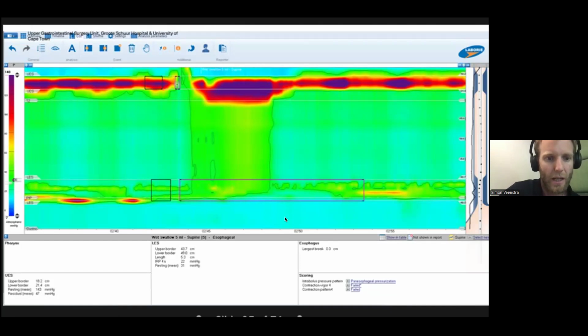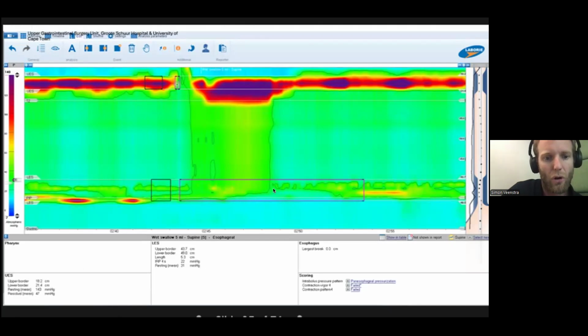So one can see that the first thing one looks at, I'm going to bring up the Chicago 4 classification shortly, is the IRP, the integrated relaxation pressure of the esophagogastric junction. And it obviously depends on what system you're using. But on this system, the upper limit of normal is 18, and we can see that the IRP, can you see my mouse? Yeah, we can. Okay. So the IRP is 22, so that's obviously elevated.